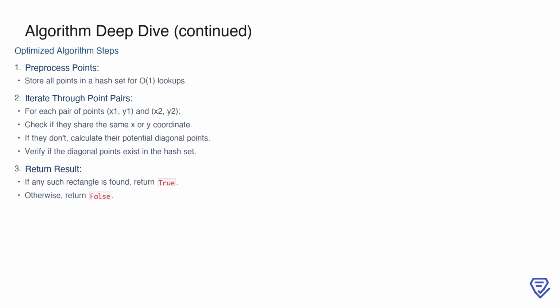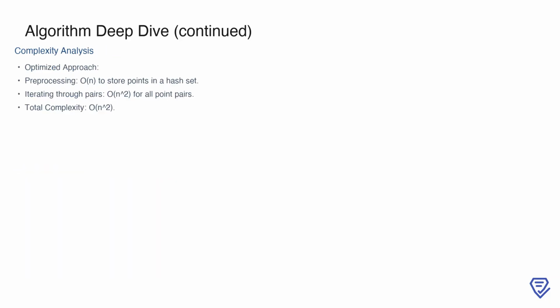Using the hash set, we verify whether these diagonal points exist. If they do, we know a rectangle can be formed, and we return true immediately. If no such rectangle is found after examining all point pairs, we return false. This approach avoids the inefficiency of checking all combinations explicitly by leveraging the structure of the input and the hash set for quick lookups. Finally, let's analyze the complexity of the optimized approach.